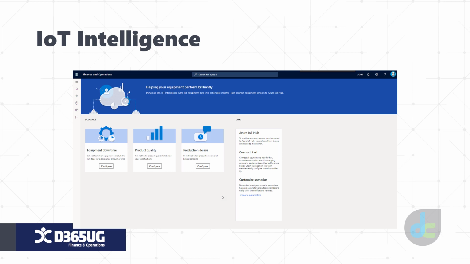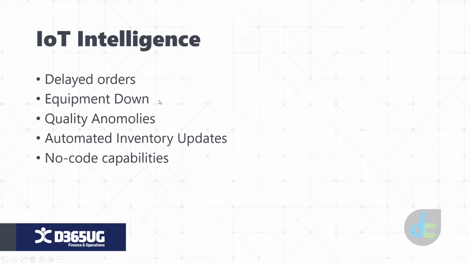Next is IoT intelligence. So this is, I think, a really cool feature. It allows you to facilitate the tracking and optimization of overall equipment effectiveness in real time. So it can either connect sensors or use sensors already on the machines, have that data go to Azure, define rules on when that stuff needs to show up here in FNO for stuff you need to act upon. And some of the examples that Microsoft has provided is the ability to see delayed orders, if equipment is down, if there are any quality anomalies.